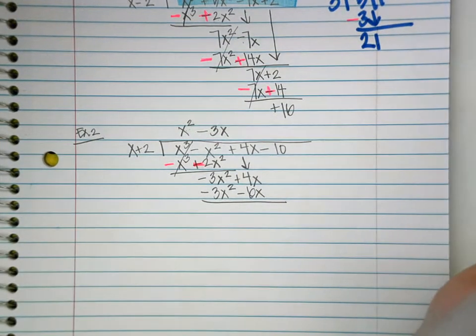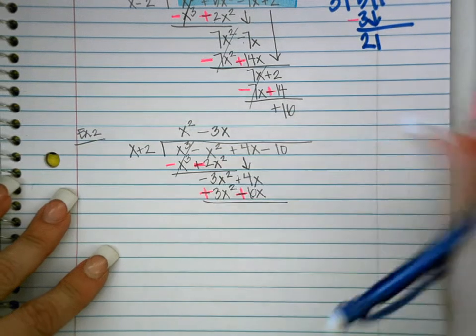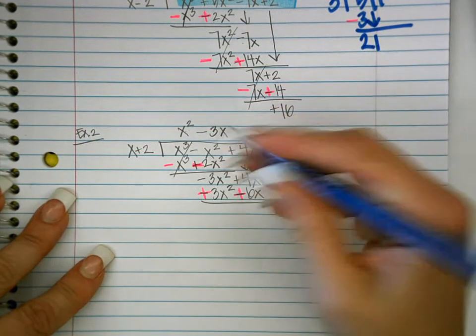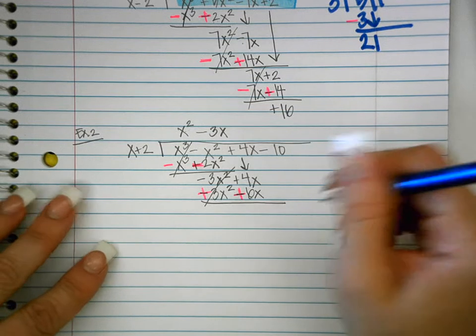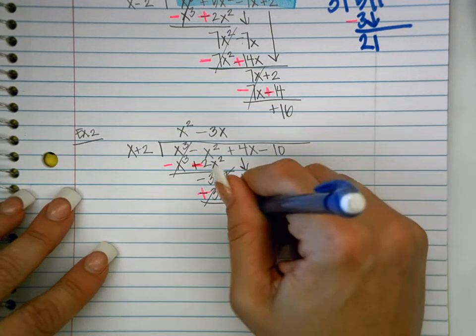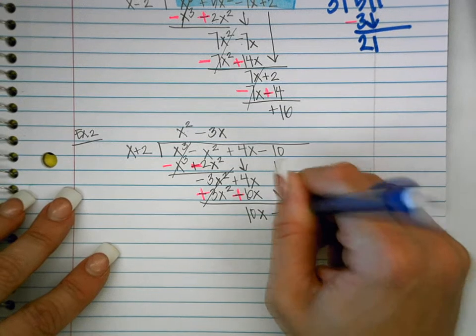Change the signs. So positive, positive. Actually do the addition or subtraction. These go away. If they don't go away, you messed up somewhere. 4x plus 6x gives you 10x. Bring down your next term, so minus 10.